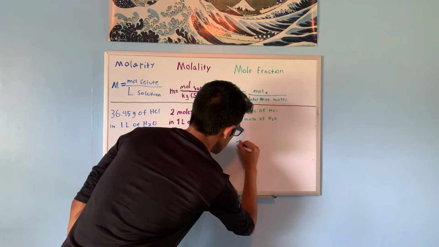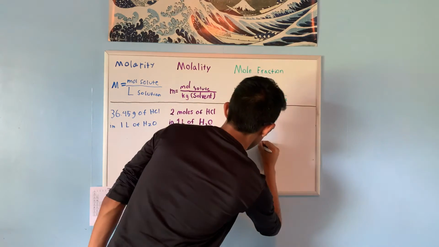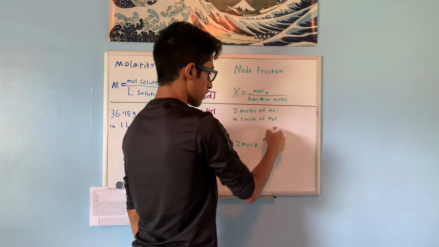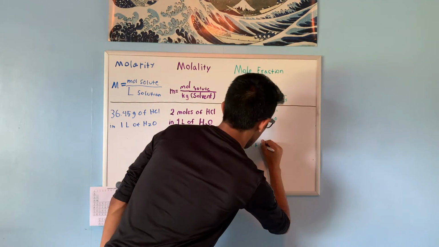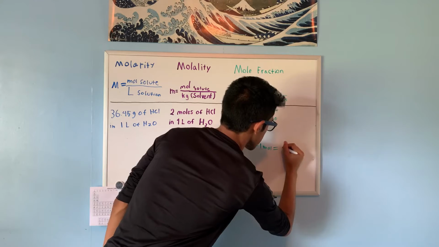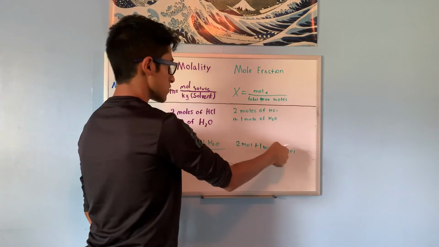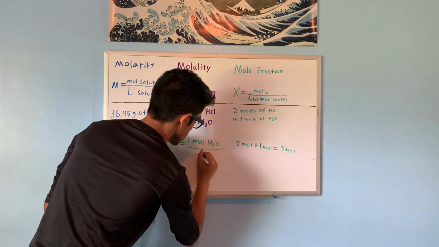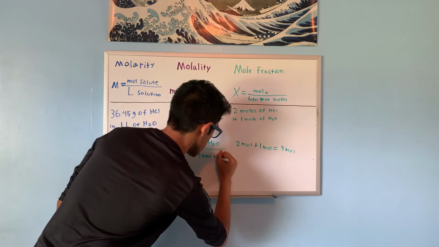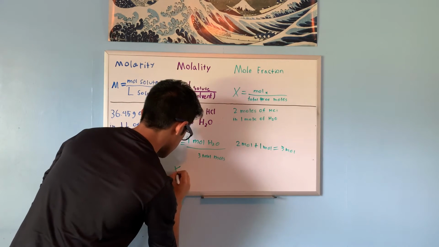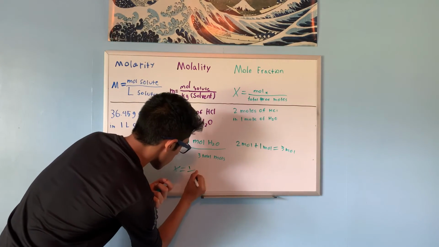So we have 2 moles of solute plus 1 mole of solvent, and that's going to give us 3 moles total. So total number of moles is equal to 3. So we can do 3 total moles, and we get that X, the molar fraction of water, is equal to 1 over 3.